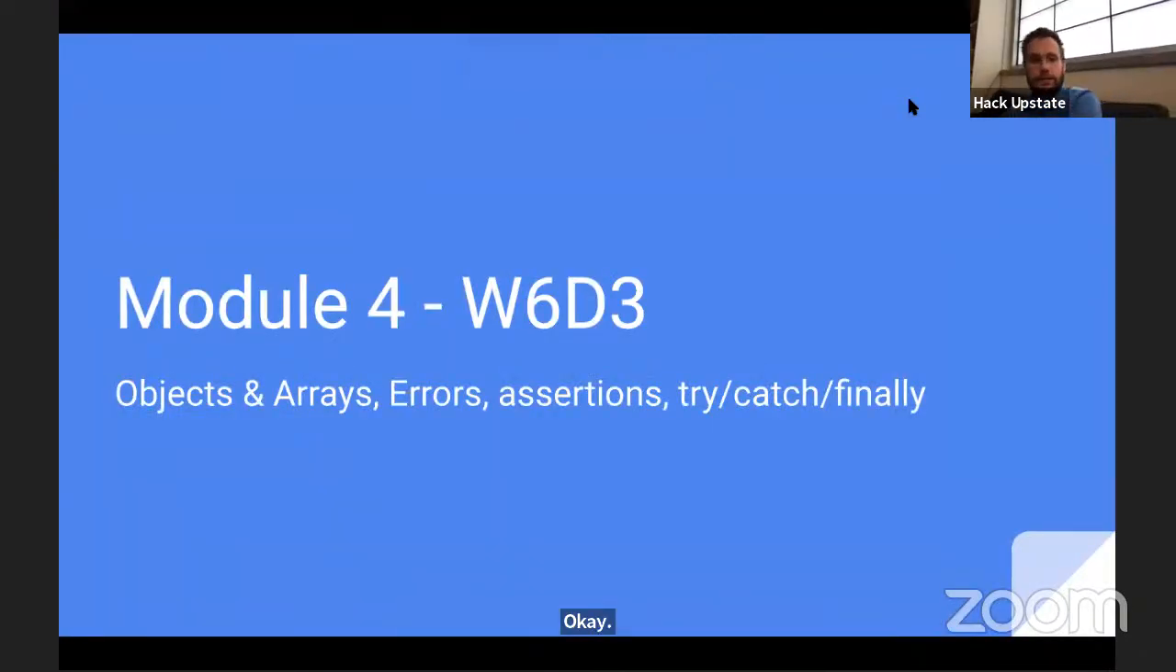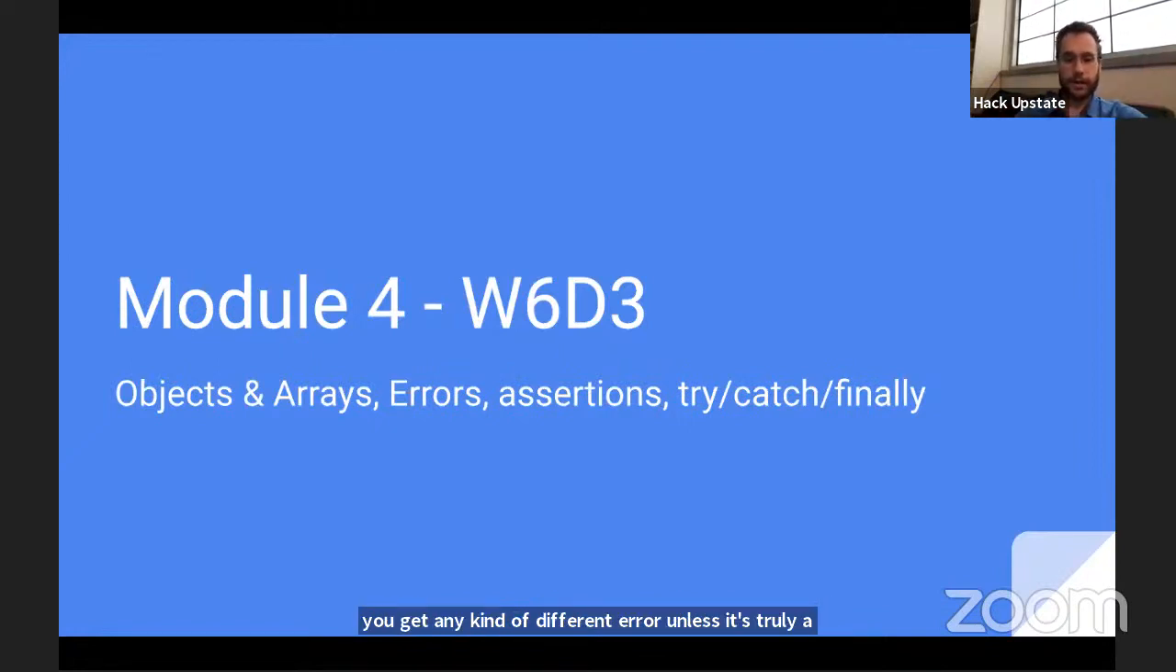Okay, we got some more stuff about objects and arrays. We're going to talk about JavaScript errors, those throw new error, try and catch, and finally, these ways of working with errors that JavaScript produces, which are like things that can cause your program to crash or end. But if you know how to work with them, they can also be used to make your program safer to extend. And you can basically choose what to do whenever you get any kind of different error. Unless it's truly a showstopper error, you can handle it and do something with it. So we're going to go into that today.